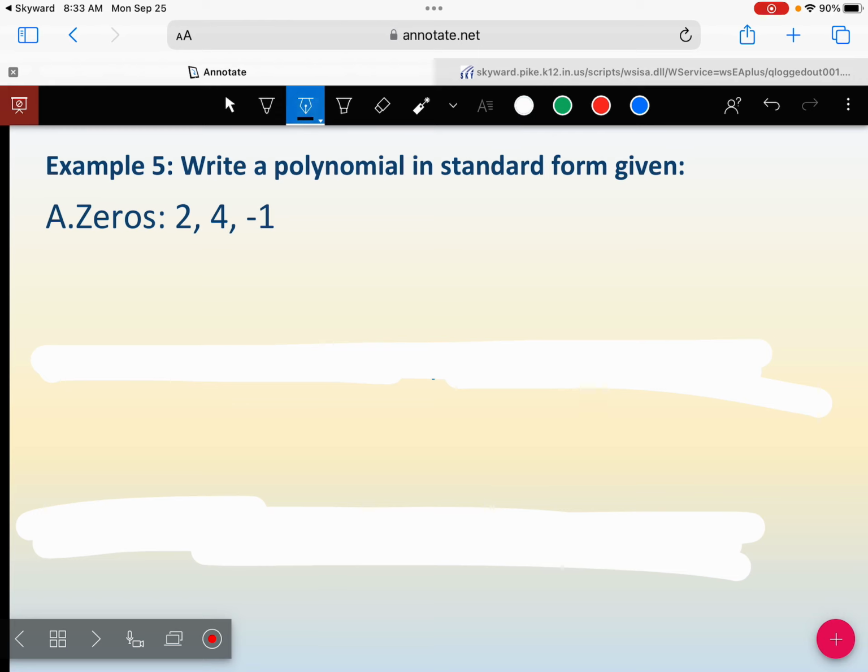Standard form simply means that it's fully multiplied. So on the test, if it asks you for factor form, that's really easy. But standard form means we have to fully multiply it through. So I'll give you a minute to copy that down, and then we'll work through it.